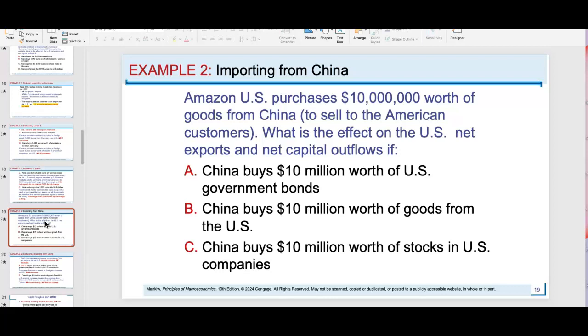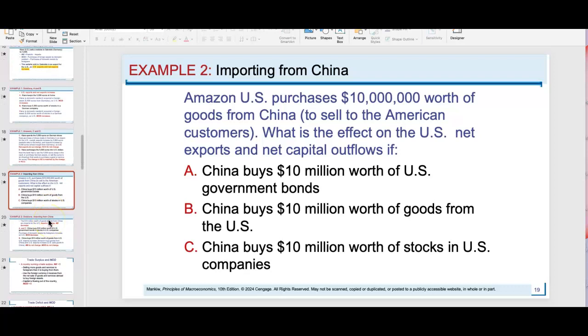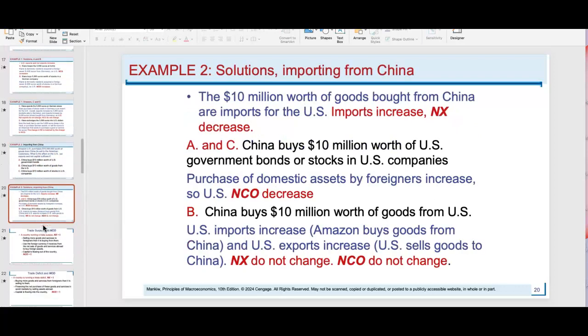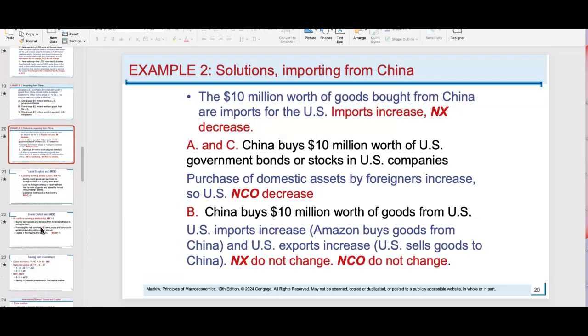Because imports will decrease our net exports, net capital outflow will decrease also, because the money is leaving. A foreign resident is acquiring U.S. assets. In this case, currency is the asset. So this example works exactly the same way as the import example, and I'll let you go through it. You can look at it, but it's a parallel to the other one.